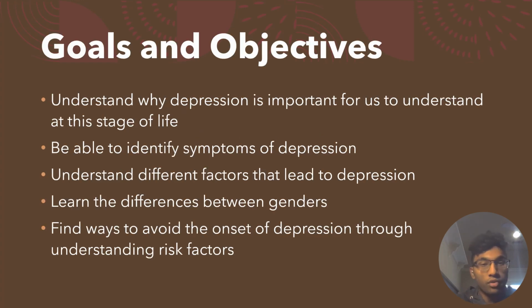So some goals and objectives for today are that we're going to try and understand why depression is important for us to understand at this stage of life, be able to identify symptoms of depression, understand different factors that lead to depression, learn the difference between genders, and find ways to avoid the onset of depression through understanding risk factors. I think these are a few general things that are good for us to understand and recognize so that we can prevent depression in the future and identify when certain depressive factors are entering someone's life.